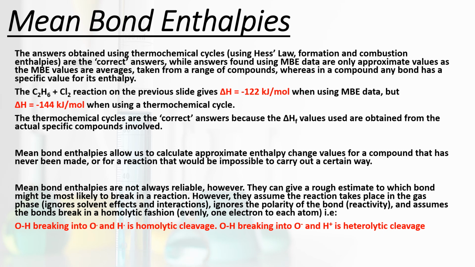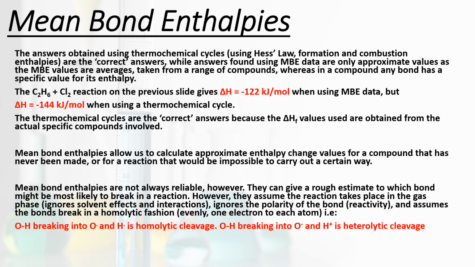Whereas in a specific compound, the one we're dealing with to calculate our enthalpy change of reaction, a bond will have a specific value for its enthalpy. So this is where we get our difference between our theoretical value that we calculate using the mean bond enthalpies and our real value, which essentially we can get by doing a few experiments and then a Hess's law cycle to work out what it is as well.